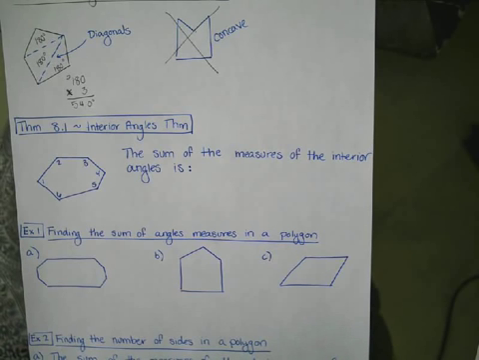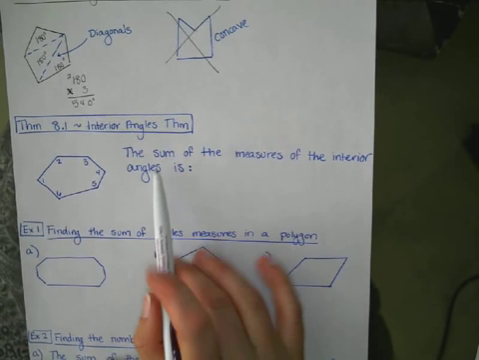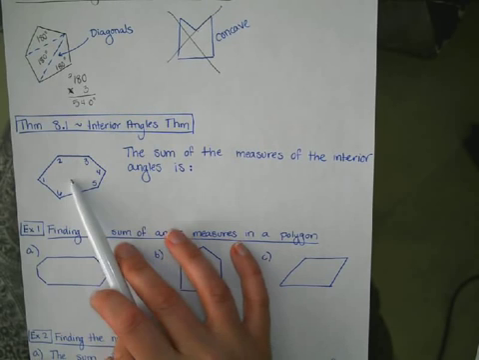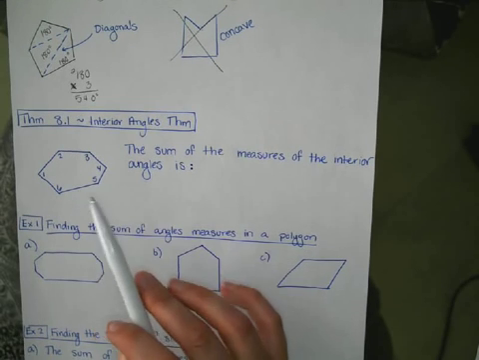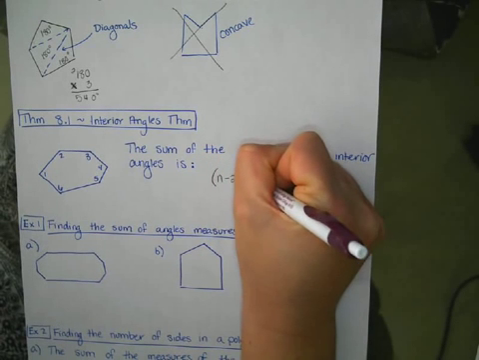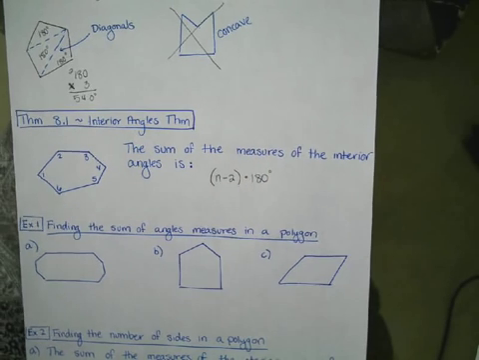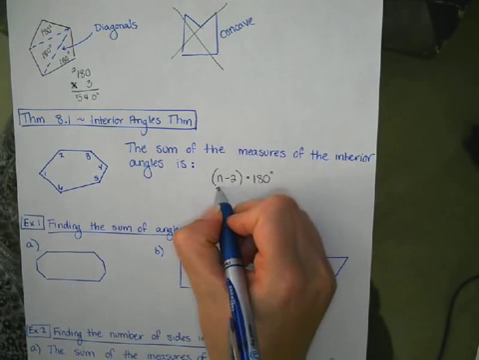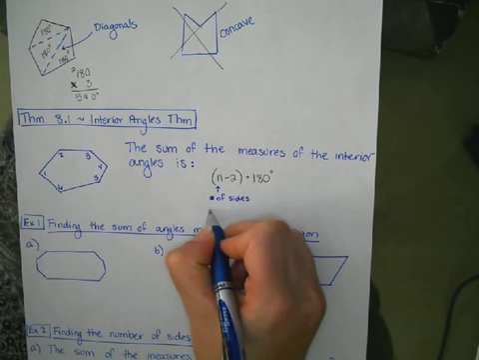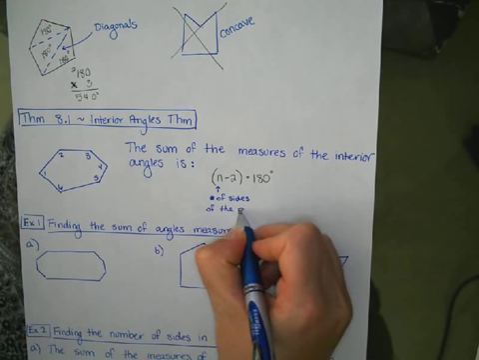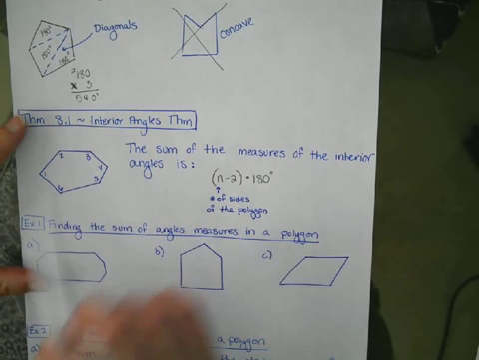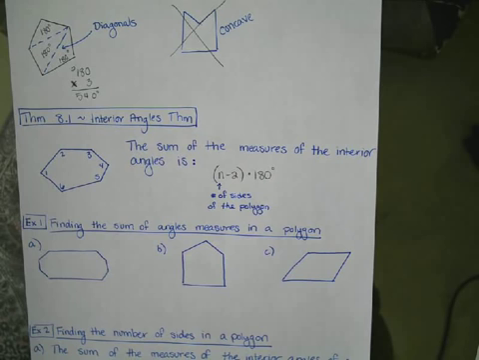The first formula you need to know is called the interior angles theorem. That means the sum of the interior angles of any polygon adds up by this formula: n minus 2 times 180 degrees. What this means is n is the number of sides of the polygon. So for example, in this one, how many sides does this polygon have? Good, it has 6 sides: 1, 2, 3, 4, 5, 6.